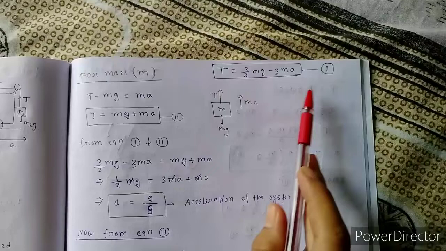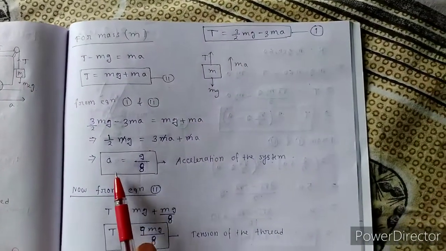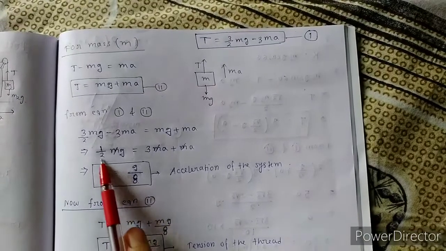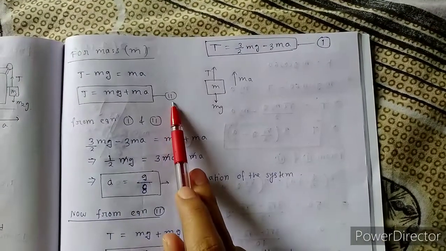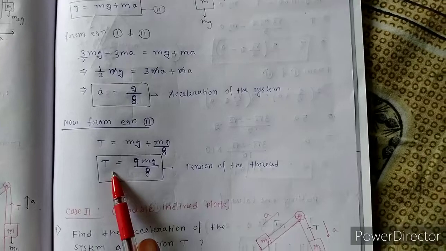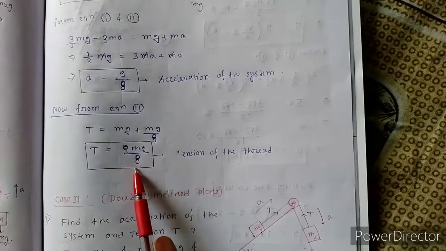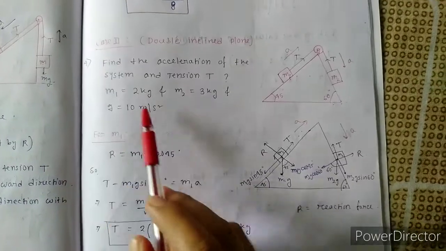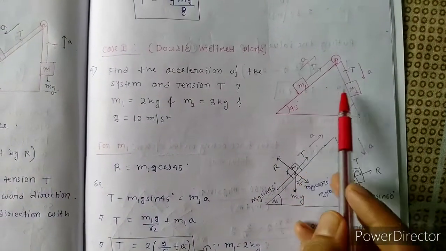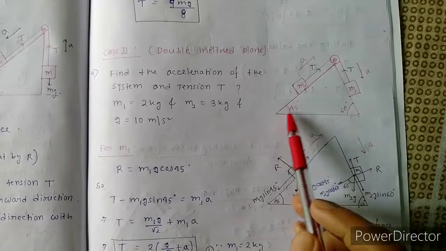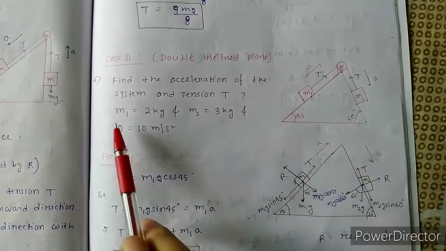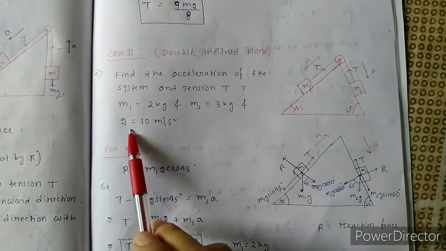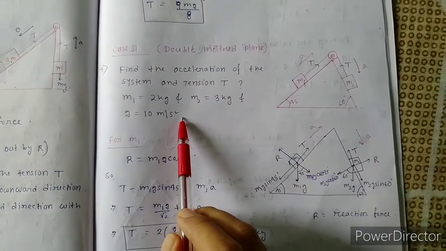Now from equations 1 and 2, we get the acceleration of the system a equals g by 8, and putting the value of a in equation 2, we get tension T equals 9mg by 8. Now problem 4. Here both the masses m1 and m2 are kept on an inclined plane. Given m1 equals 2 kg, m2 equals 3 kg and g equals 10 meter per second square.